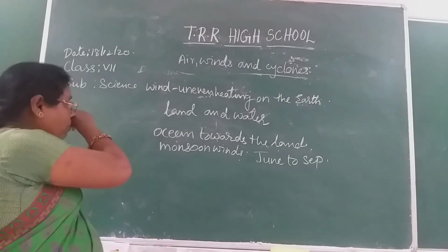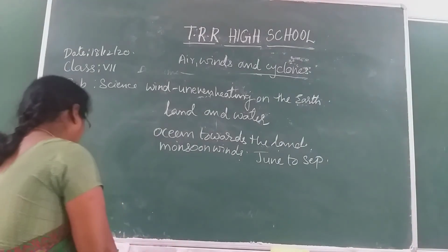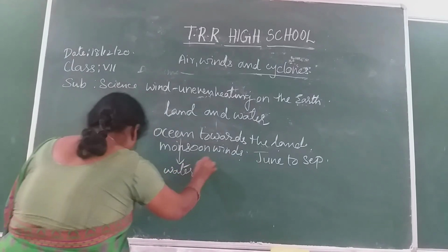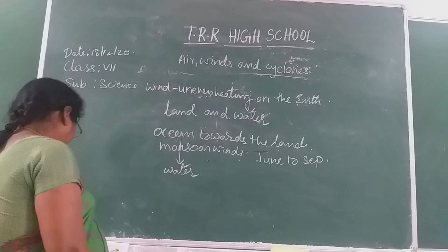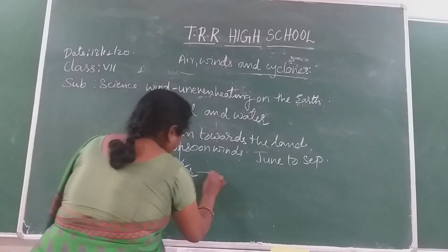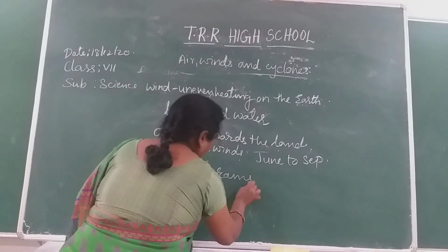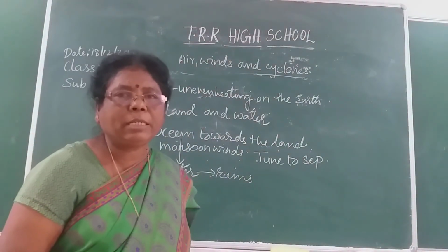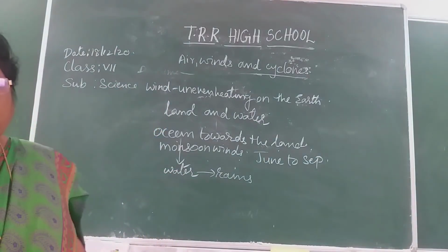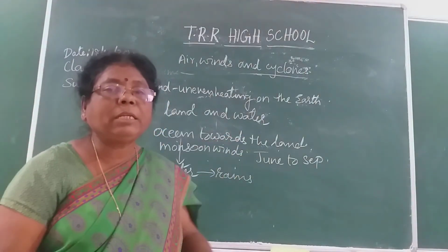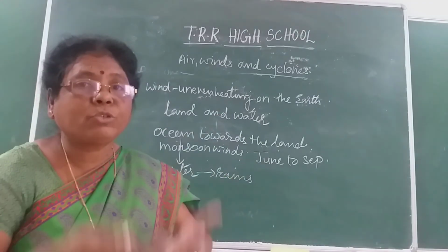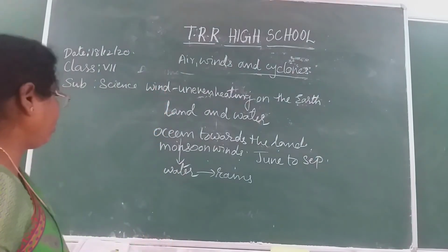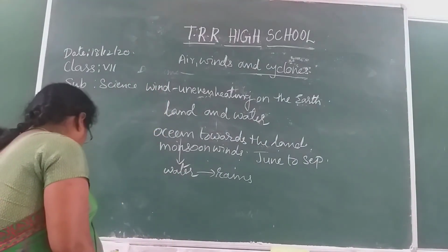The winds from the ocean carry water. They carry the water and bring the rains. Water vapor is moved along with the winds, along with the air. The wind carries the water vapor also, and it brings the rains.